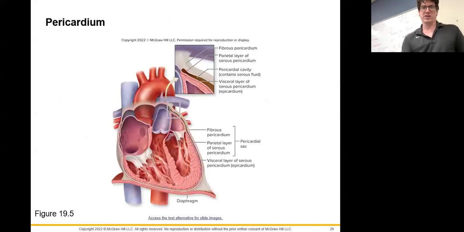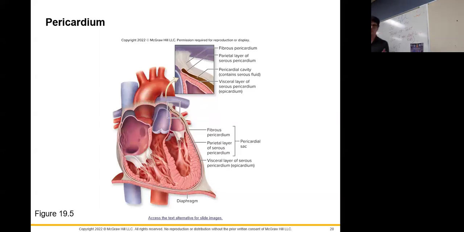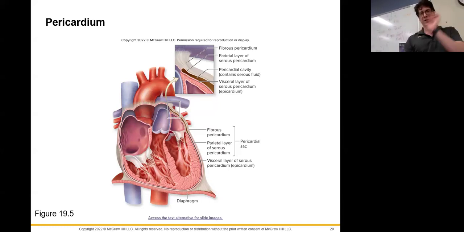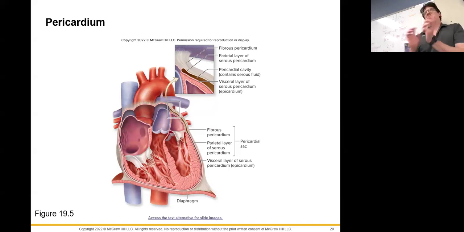Now, the heart is going to be surrounded by a couple layers of connective tissue called the pericardium. Okay, the pericardium is going to be composed of two primary layers. We have the fibrous and the parietal layer of the serous pericardium. These are going to make up what we call the pericardial sac. This is quite literally the bag that your heart lives in. However, this bag is hard, okay, or at least firm. It's not soft like a baggie where it's super malleable. We don't want it to be super malleable.